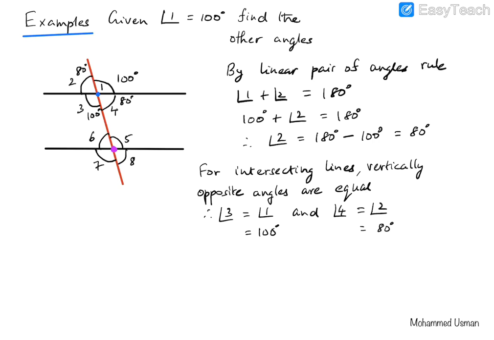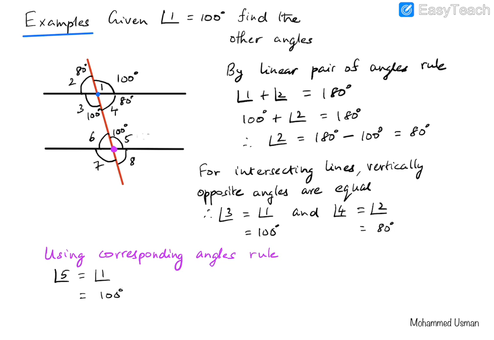And the property of corresponding angles is that the corresponding angles are equal. So that means angle 1 and angle 5 are the same. That means angle 5 is the same as angle 1. So we will use the corresponding angles rule. Angle 5 must be equal to angle 1, which is equal to 100 degrees. So angle 5 will be 100 degrees.